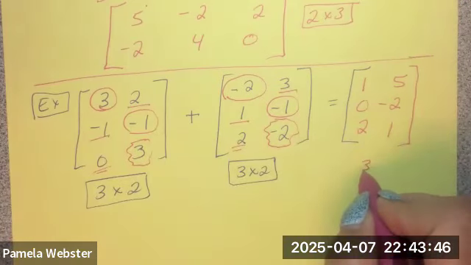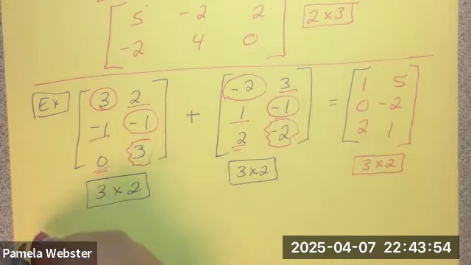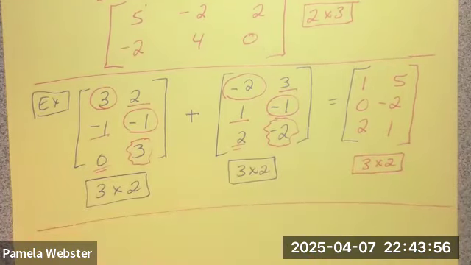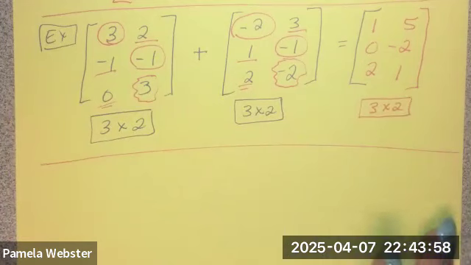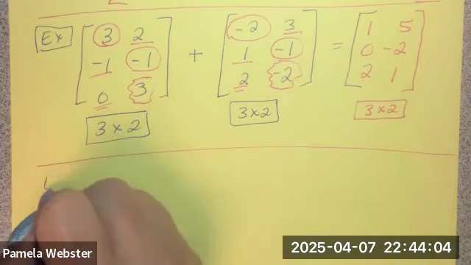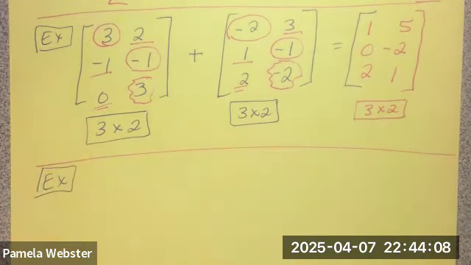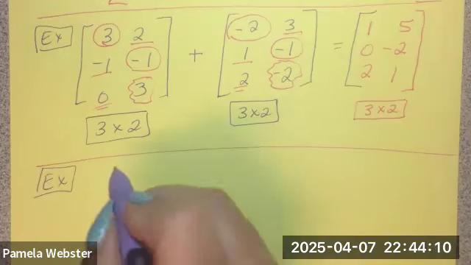And what's this guy's size? 3 rows, 2 columns. So he's a 3 by 2, right? Okay. So that's how that's going to work. It goes pretty quickly once you know, okay, I know how big my matrices are and all that kind of stuff. Okay. Here's another example. See what you can figure out.